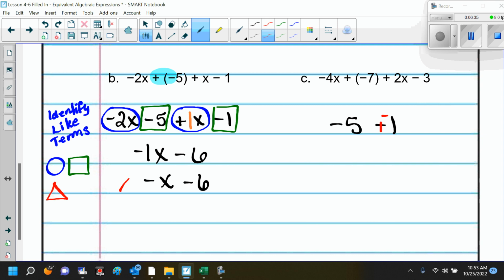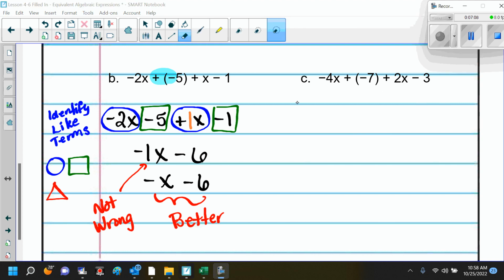Now, I want to let you know that this is not wrong. But this is better. So when you are taking your test, it wants you to put in the best answer. So if you put this in, technically it's not wrong, but it's going to mark it wrong because this is better.